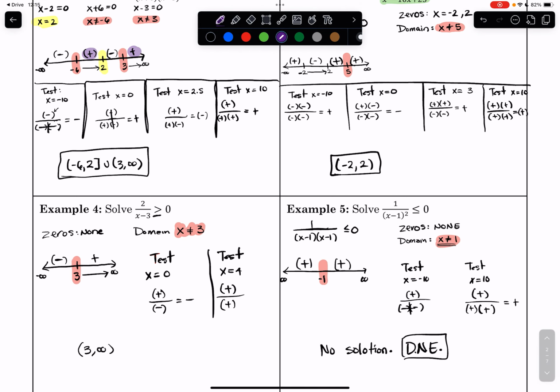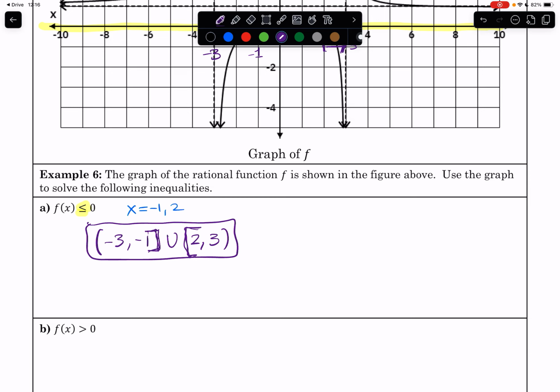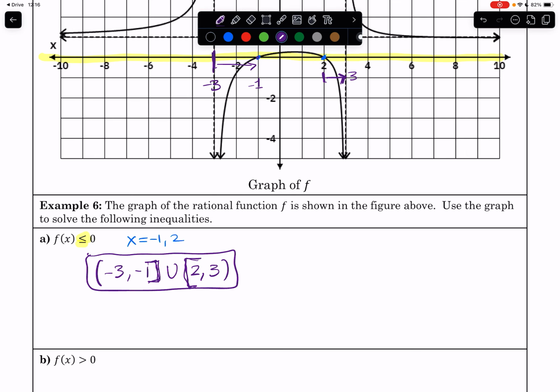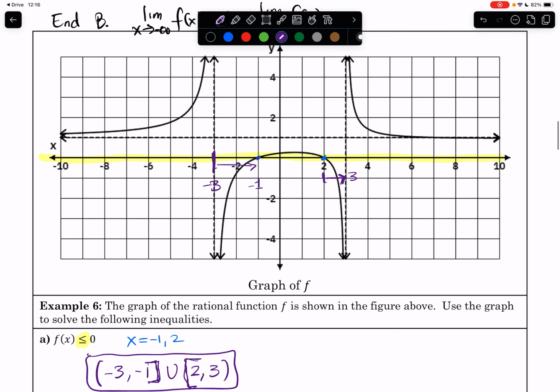This is the interval where our function is less than or equal to 0. And of course, the union in the middle. Now, when is our function greater than 0? So when is it going to be above the yellow line, strictly above the yellow line and not touching the yellow line? So we're not going to include anything. Everything is going to be an open interval. So we're above the yellow line, as you clearly see right here.